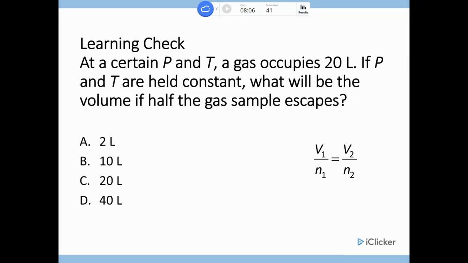Okay, so with this question here, we have an amount of gas in 20 liters. We have the amount of the gas that occupies that volume. Amount of gas, moles of gas, and volume are directly proportional. So if we are taking away half of the amount of gas in moles, we are reducing the volume by half. So if we start with 20 liters, then we'll end with 10 liters.